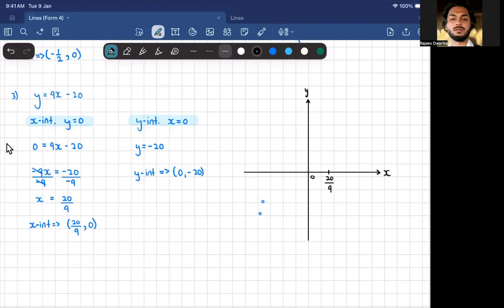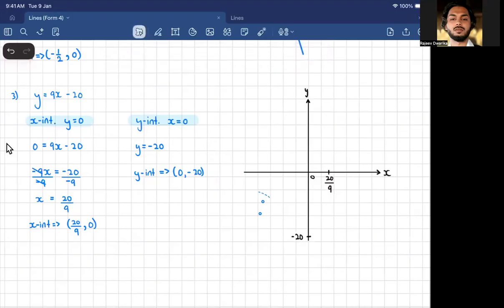Okay, and where does the graph cut the y-axis? At -20, right? So we can say that this is -20. Now, in your sketch, you want to do your sketch to scale. You notice how far I put 20 over 9 from 0, and observe how far I'm putting -20 from 0. Great. So what I could do now is just put 2 points here. And what's the last step? Connect the dots.